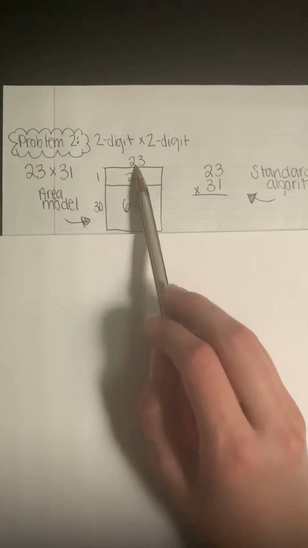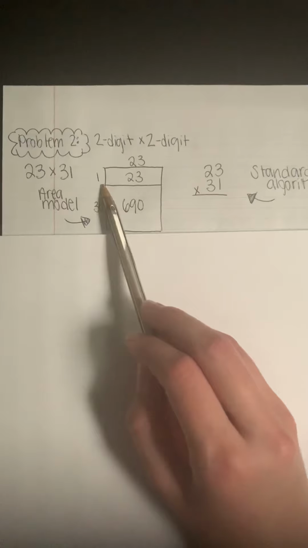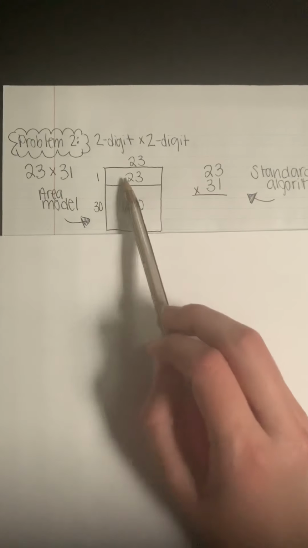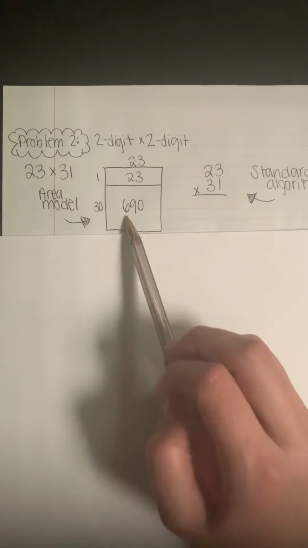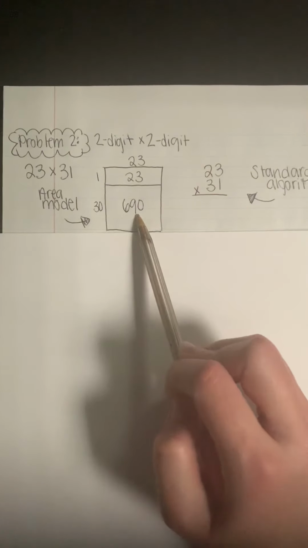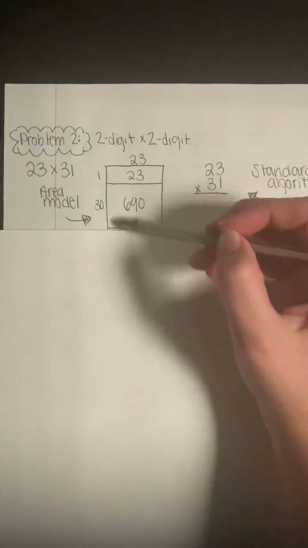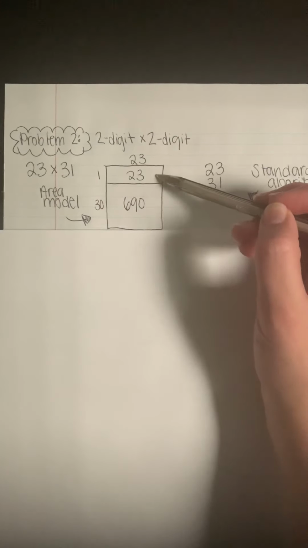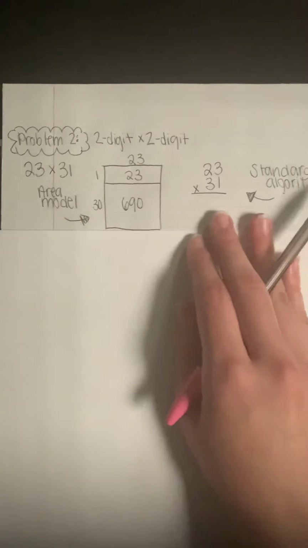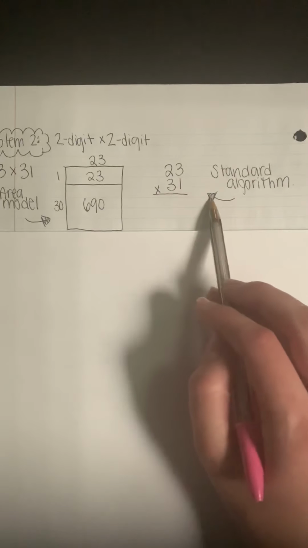And I'm multiplying 23 times 1 is 23. And I know 23 times 3 is 69. I can do that mental math. And there's a 0. And now we can add everything inside this space to get our final answer using the area model. Another strategy is called the standard algorithm. Make sure in your notes that you're labeling these like I did so that you can point and talk about which strategy you prefer to use.